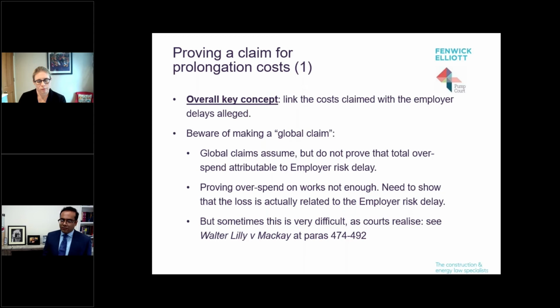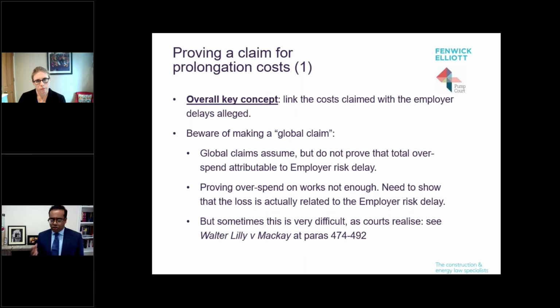what's being proved there in a global claim is that there was an overspend. But what's not being proved is that the cause of the overspend is the employer risk delay event. It could have been, there could have been an overspend for all sorts of reasons, such as tender insufficiency, poor management of costs, changes in market prices, all sorts of reasons. Proving that there has been an overspend that simply coincides with an employer delay is not enough.